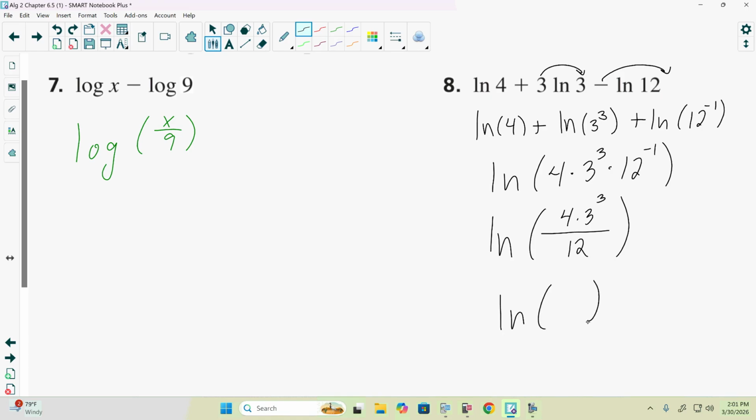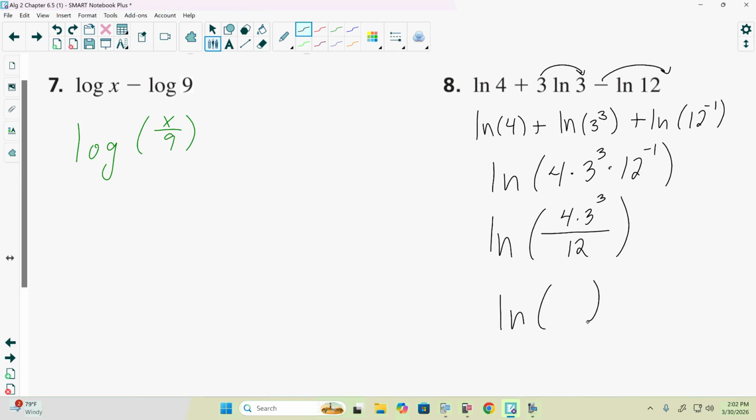Now we do want to resolve that 12 to the negative 1, make that negative 1 power positive, so we have to move it from the top of the fraction to the bottom. Yes? Now we got to figure out what 4 times 3 to the third divided by 12 is.